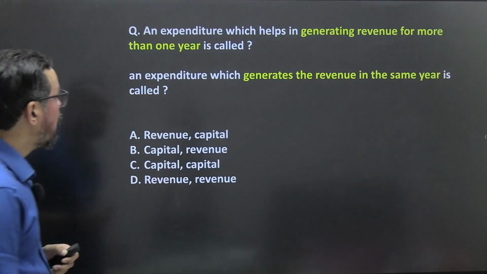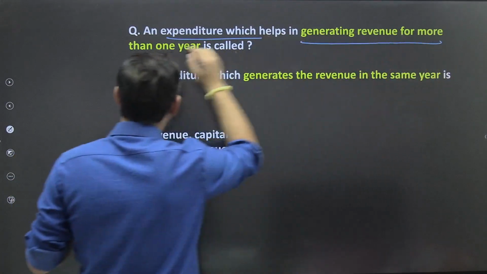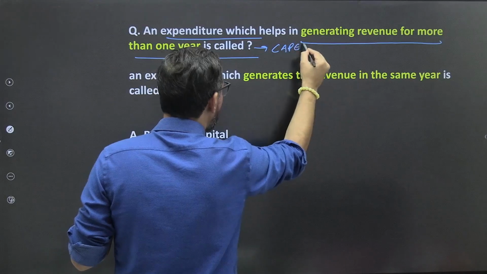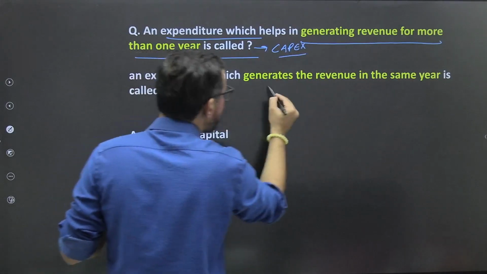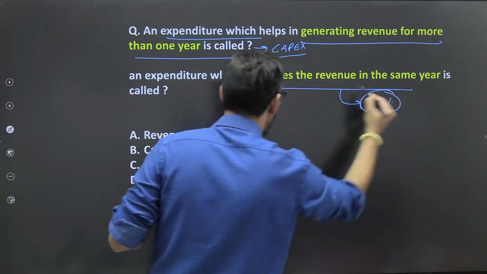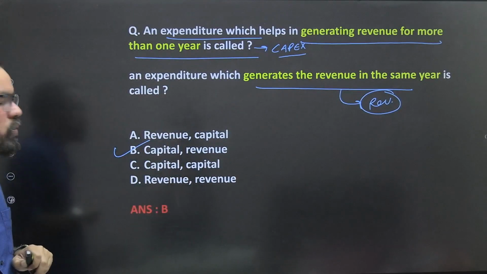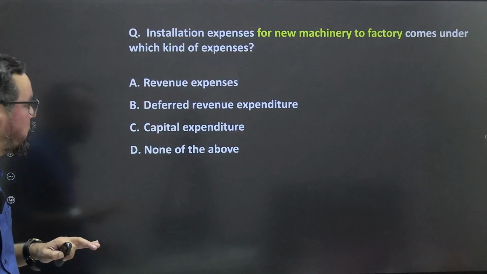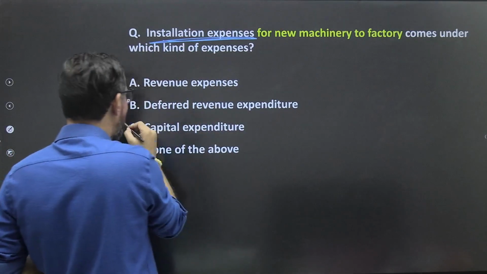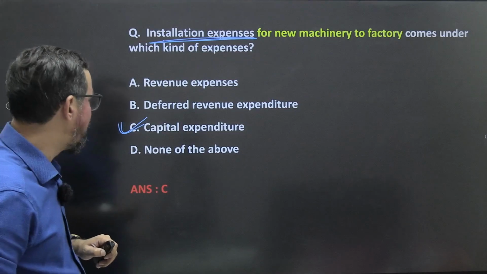Next one. An expenditure which is generating revenue for more than 1 year is known as capital expenditure. Expenditure generating revenue for the same year is generally known as revenue expenditure. So capital and revenue means option B will be our correct answer for this one. Installation expense is generally categorized as capital expenditure, right? So it is capital expenditure.